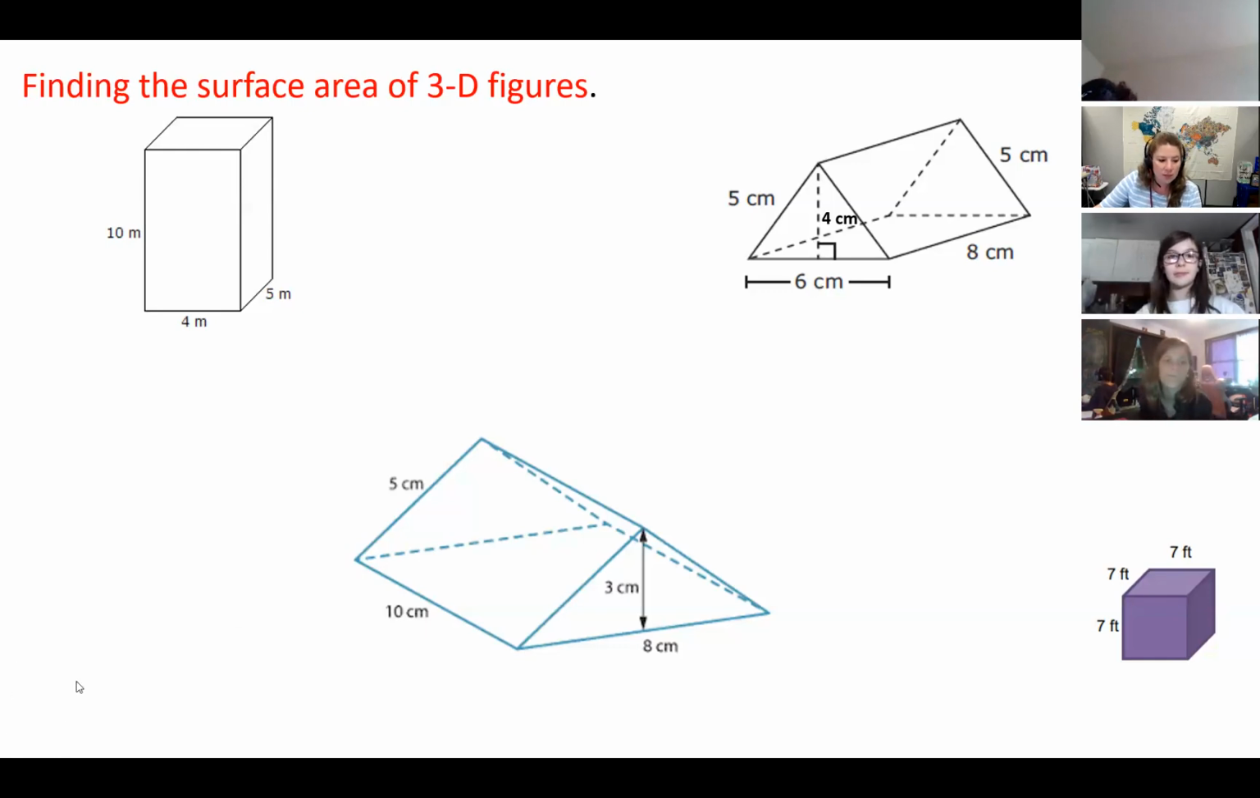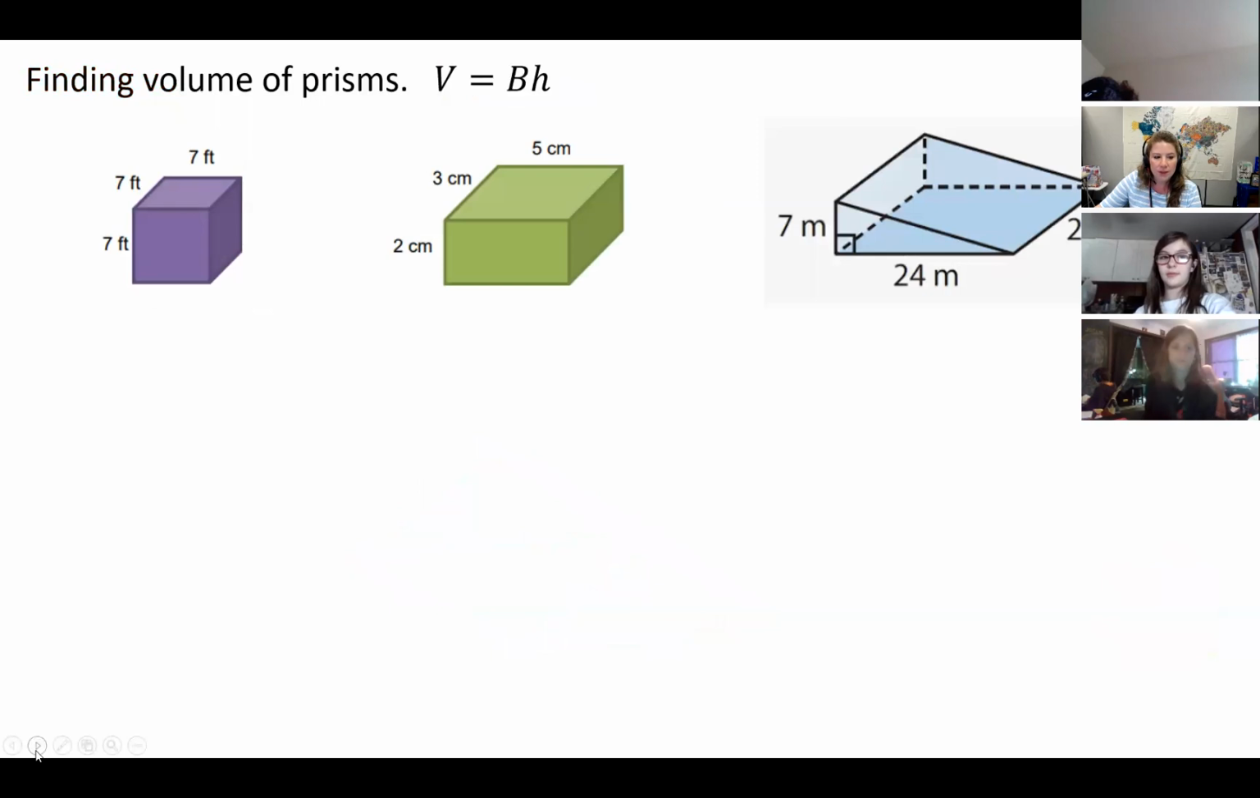All right, but I do want to talk about the last page real quick. So prisms, as far as finding the volume, so volume is how much something holds, right? So for prisms, you just multiply the base times the width times the height. When we have rectangular prisms or cubes, we just multiply the base times the width times the height, right?